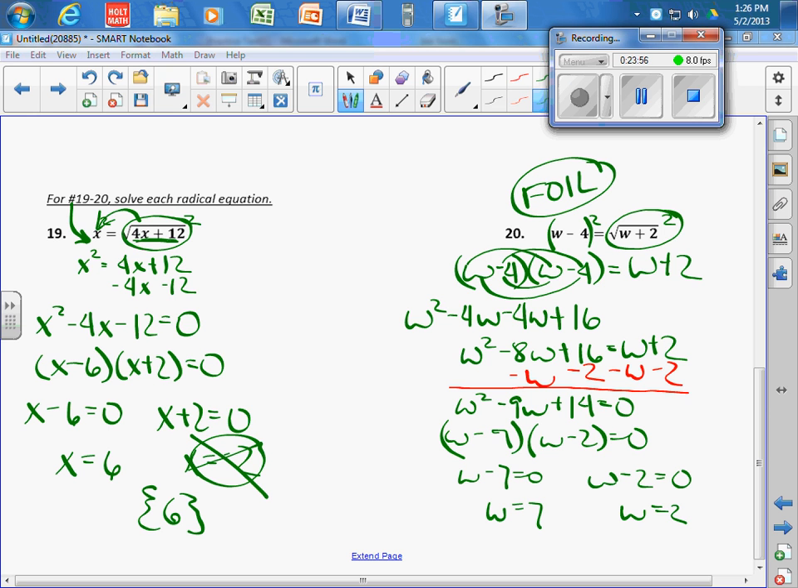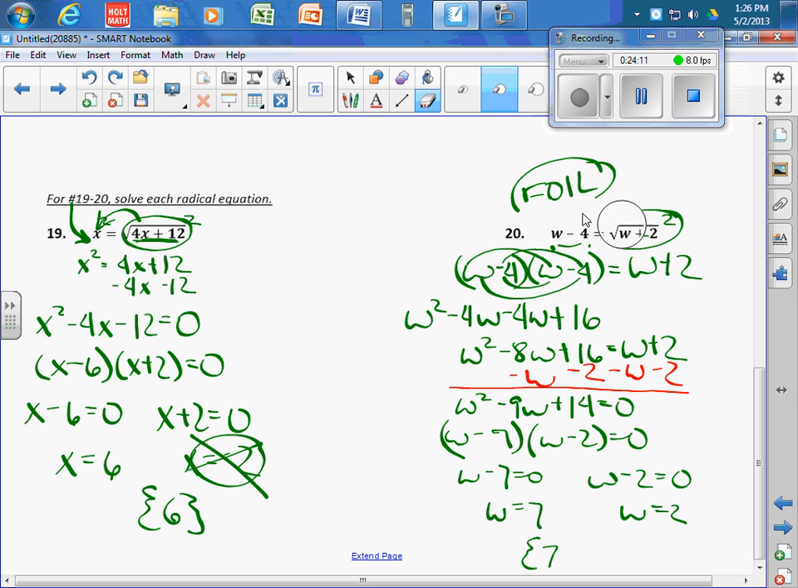We're going to try the 7 first. What's 7 minus 4? 3. What's 7 plus 2? 9. Is 3 equal to the square root of 9? Yes, the 7 works. Let's try the 2. What's 2 minus 4? 2 minus 4 is negative 2. Are you ever going to take the square root of a number and get negative 2? No, out of here. So your answer is 7.